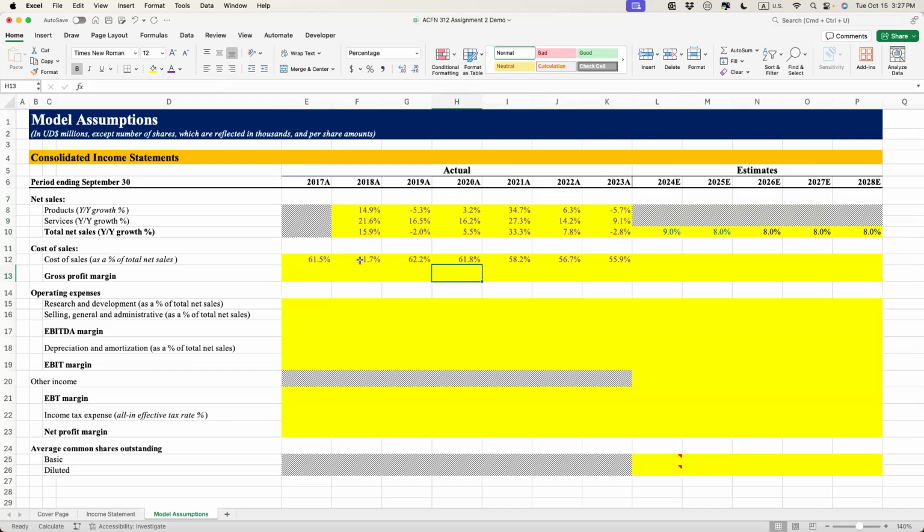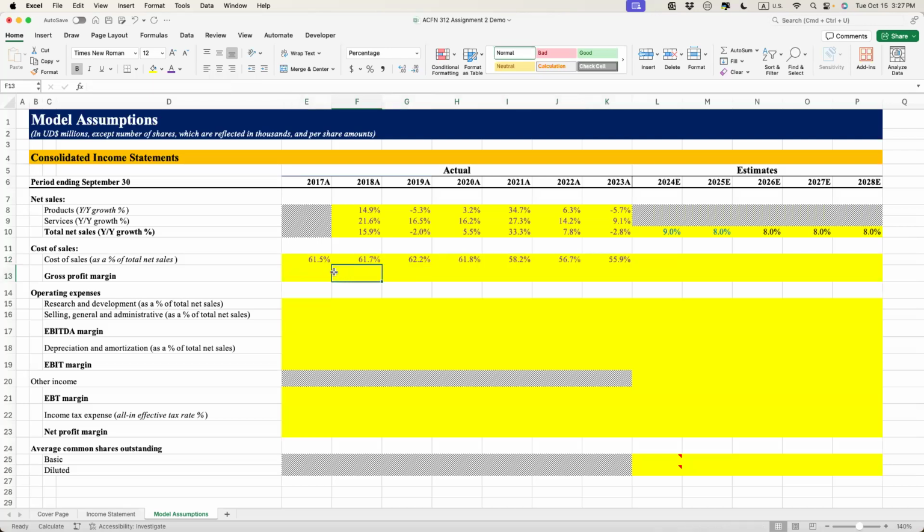And again, the reason we're doing this is we do need to find some sort of guidance or some implied information to make future assumptions. So you can assess this trend. Apparently, we see that Apple managed to control their cost efficiently in the past several years. So therefore, we see there is a declining trend for this cost of sales as a percentage of sales.